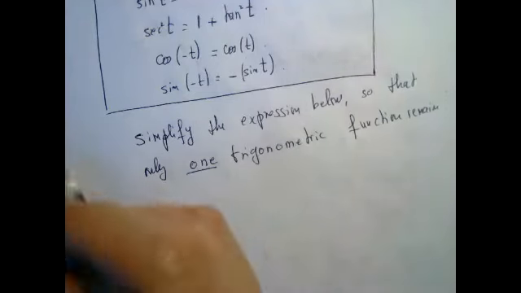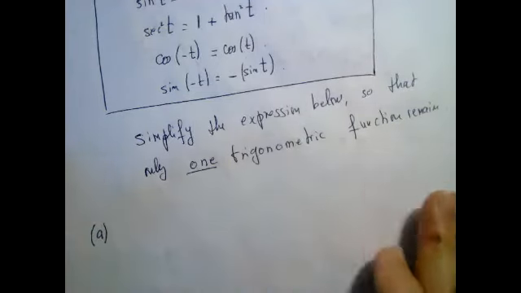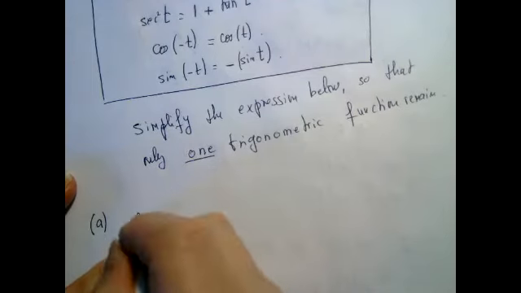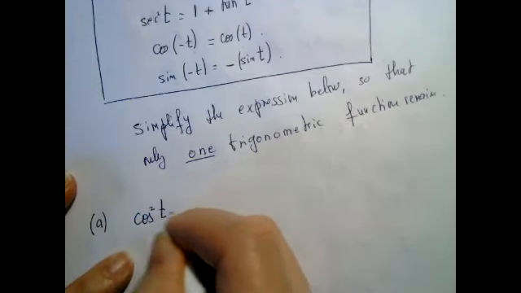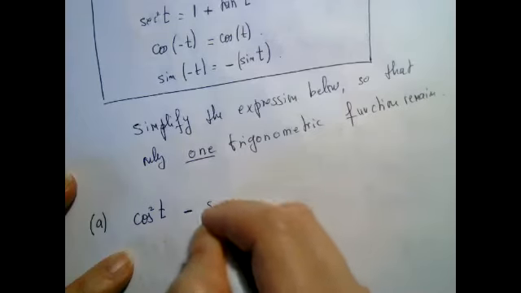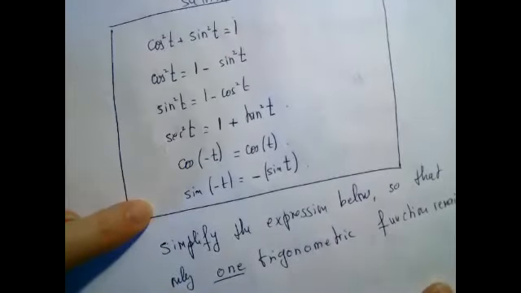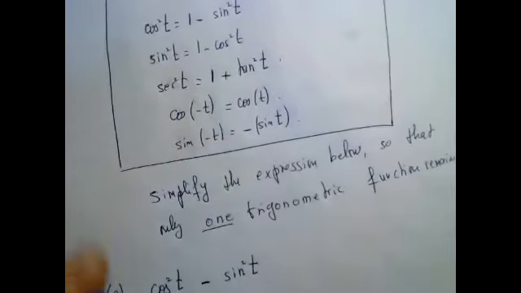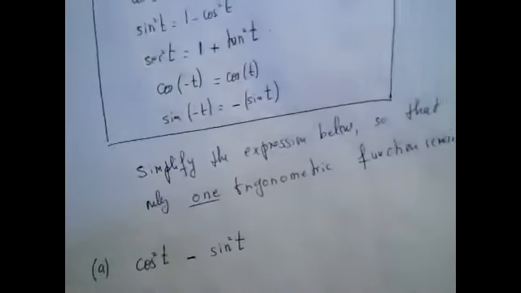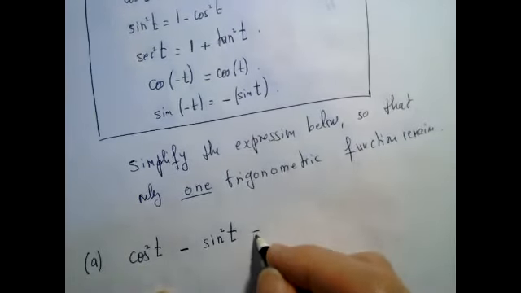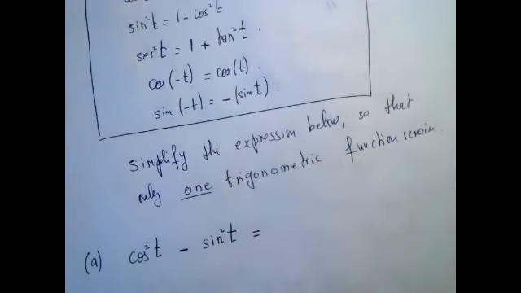So I will start the first one, and then I will give you another one. Suppose I give you the following expression: cosine squared t minus sine squared t. The idea is to use what I gave you so that you can express this in terms of one trig function only. What do I mean by that? Here I have two trigs, cosine and sine. I want the answer to involve only one. So what can I do? It's not hard. What do you think I want to do?